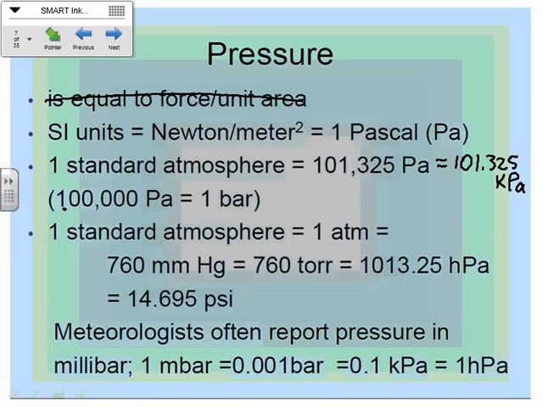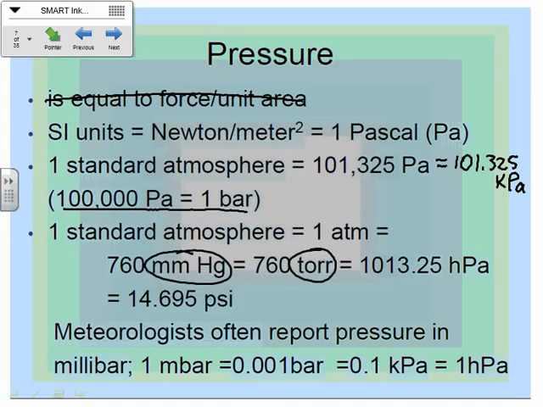And then one that we didn't talk about last year, I don't think, 100,000 pascals is equal to 1 bar. Sometimes that's used as a measure of atmospheric pressure. So here's all the different conversions that you might need here. 1 atmosphere equals 760 millimeters of mercury equals 760 torr. These two units are basically the same thing.